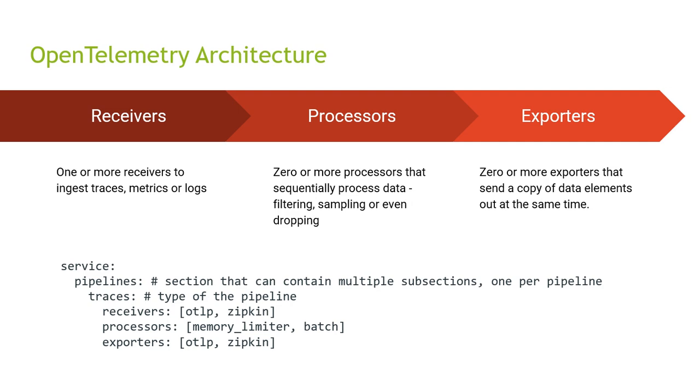Here we're looking at an example of a tracing pipeline. You can see I'm listening on OTLP and Zipkin. Then I have a memory limiter processor that hands things off to the batch processor, which will process our traces in batches. Again, we're talking about traces. And it sends them out to an OTLP endpoint and Zipkin at the same time.